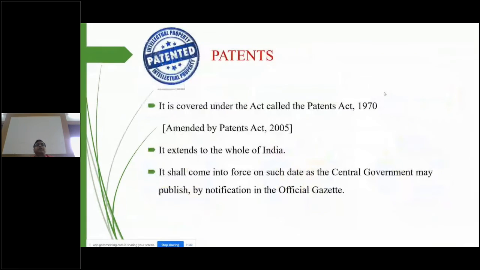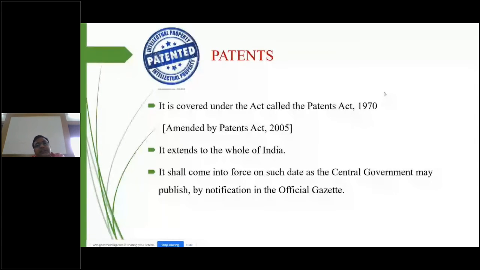First, we are going to discuss the patent. It extends over India. The patent is applicable all over India. If you get our patent, it is applicable all over India. It shall come into force on such date as the central government may publish by notification in the official gazette.